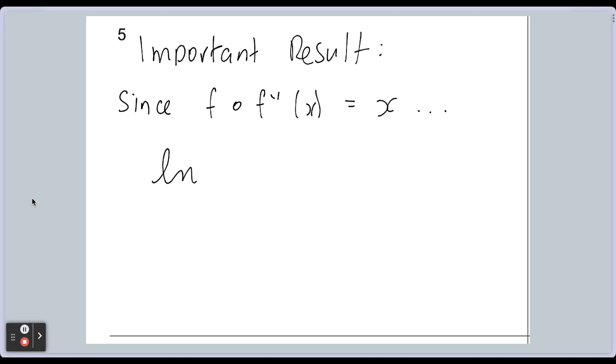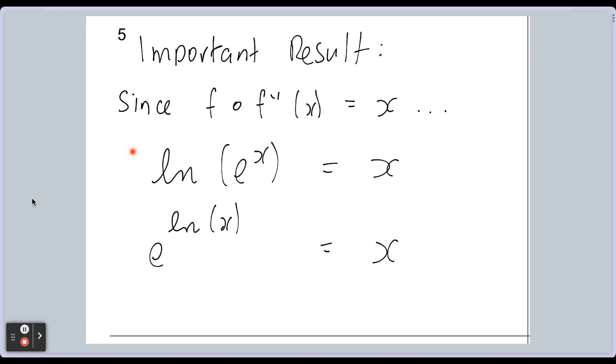The natural log of e to the x is equal to x. And e to the natural log of x is also equal to x. Two important results. Okay, so crassly, we say that ln and e cancel each other out. So this ln and this e cancel out, leaving us with the x.